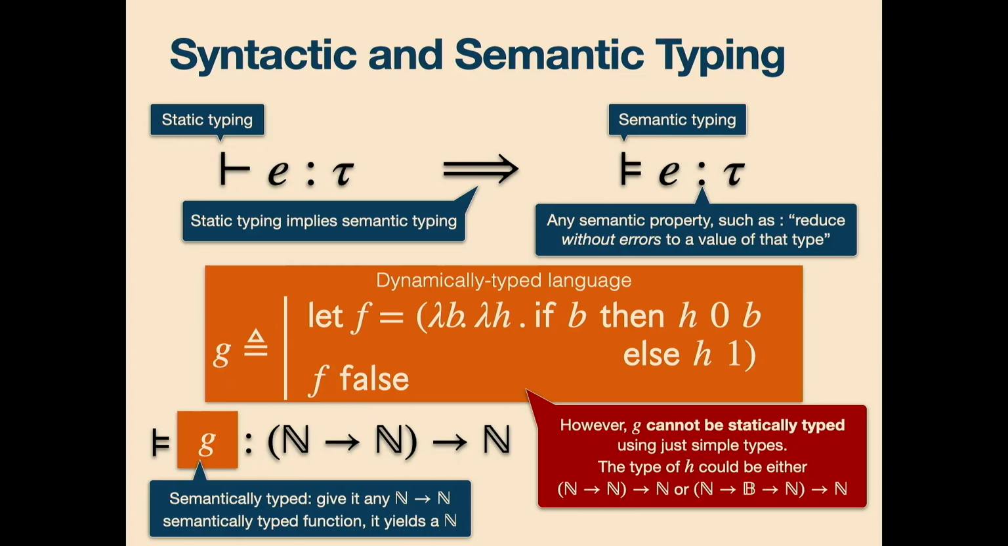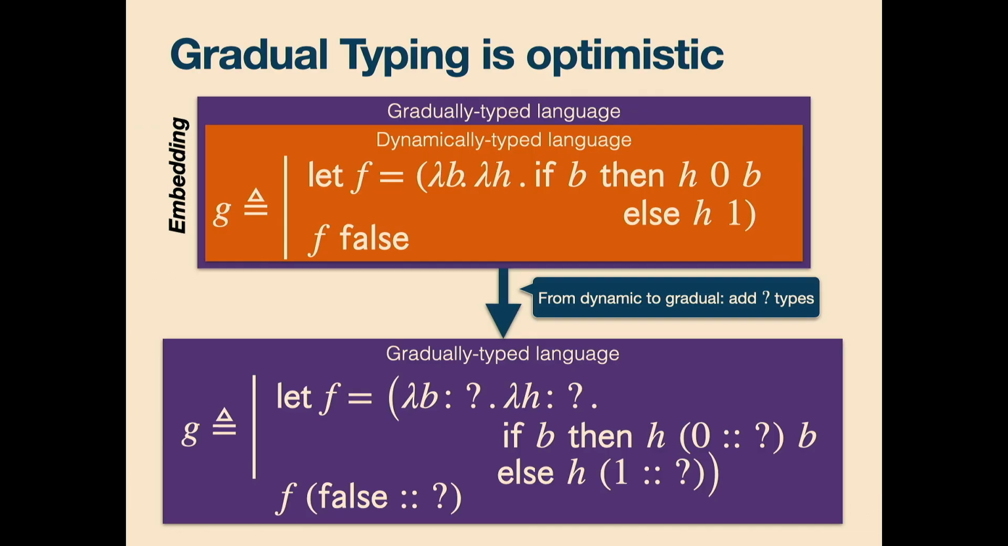So one option is to use dependent types, or another option is to use gradual typing. We can embed this dynamically typed language into a gradual typed language by inserting unknown type annotations, mostly everywhere. This is called the embedding. We use this unknown annotation to represent any type. So in this case, the type of b is unknown, the type of h is unknown, and we also insert some unknown annotations in the boundaries between the static and dynamic parts of the code. In this case, we insert a cast from 0 to unknown, and a cast from 1 to unknown.